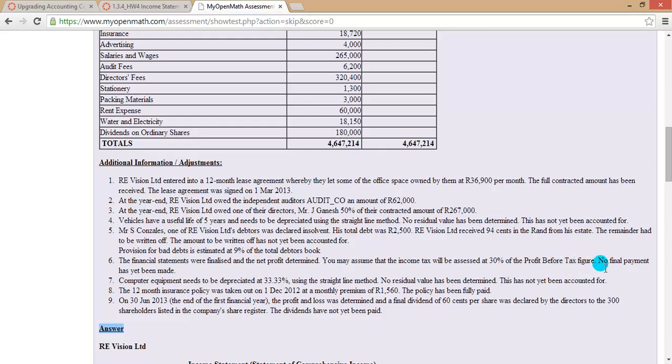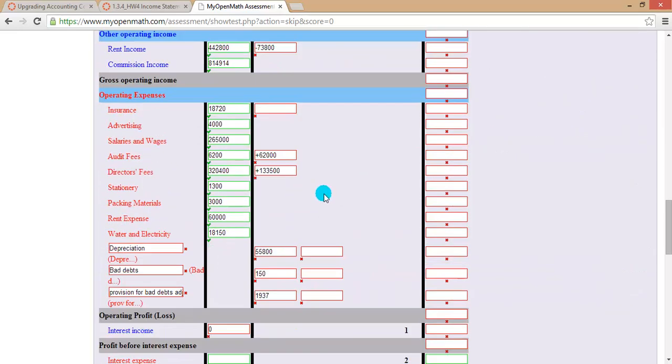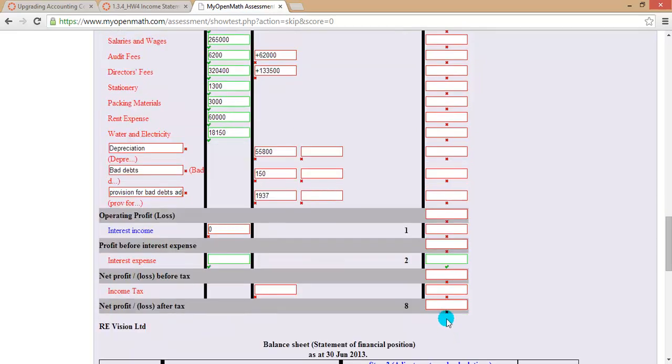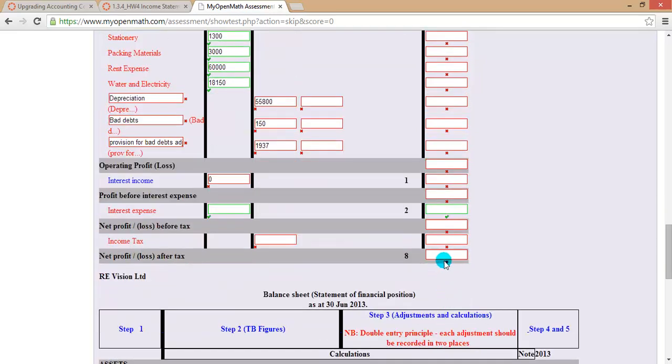And then it says here, no final payment has yet been made. Right, so that means we have not actually paid this final assessment of the tax. So we're going to have to get back to this one once we've determined our net profit. After we've filled in all our adjustments and calculated our totals and subtotals, we're going to calculate our income tax figure based on this profit before tax figure here. Alright, but we can't do that right now.